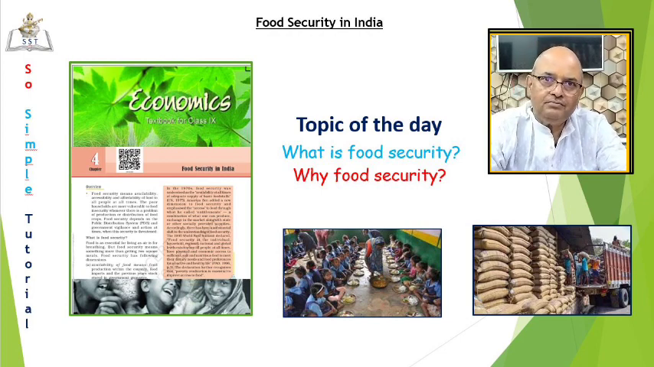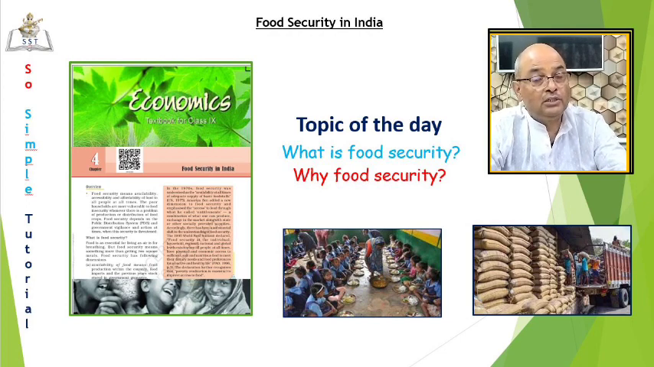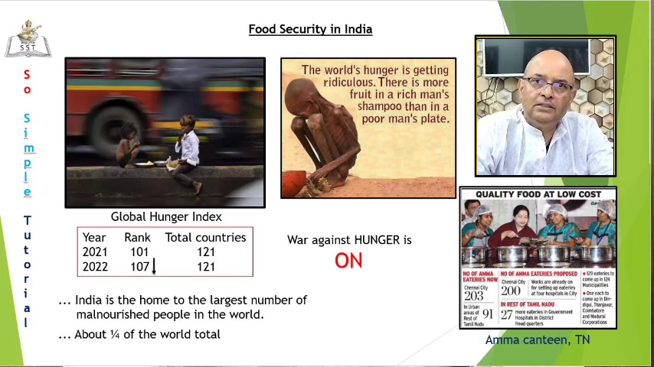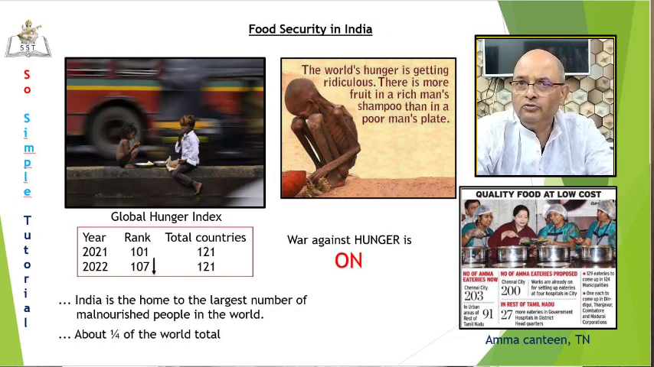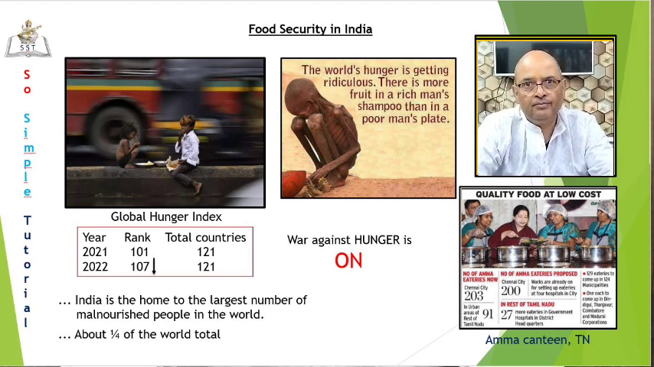So let us begin. My dear students, we believe that Green Revolution has made India self-sufficient in food grains. But at the same time, there are a section of people who don't get enough to eat, who are still without food. Look at these stats of Global Hunger Index. India ranked 101 out of 121 countries in 2021. It slipped down to 107 in 2022. What does this indicate? This indicates that India's poor are hungry, despite our achievements in Green Revolution.